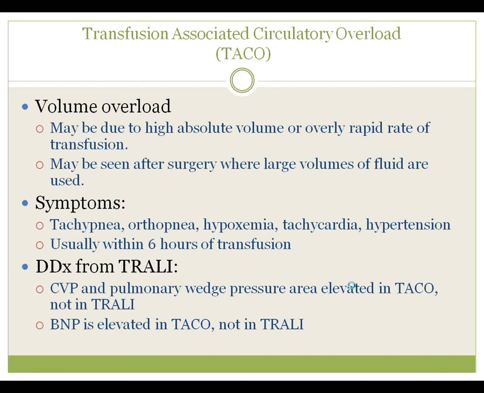Differentiating them medically, CVP is elevated in TACO, but not in TRALI. Pulmonary wedge pressure, should you have a Swan, would also be elevated in TACO, but not in TRALI. Laboratory studies include BMP, which are abnormal in TACO, but not in TRALI. And so if you don't have a Swan, you can use jugular venous distension on physical exam. You can use a CVP line if you have one, or you can measure a BMP if you don't have either.